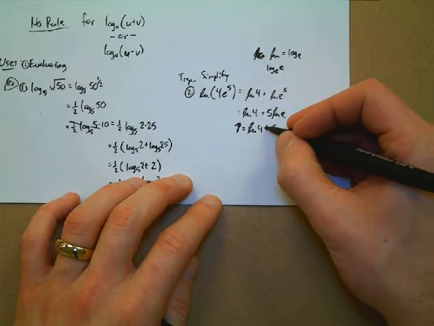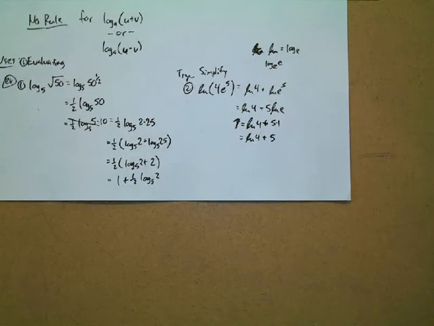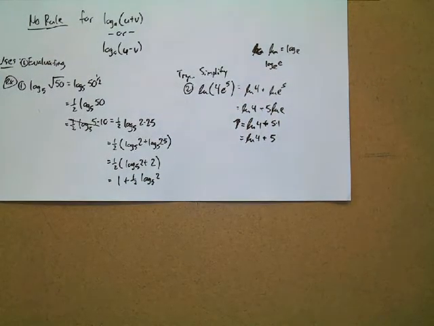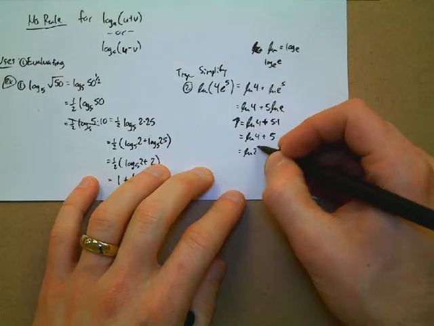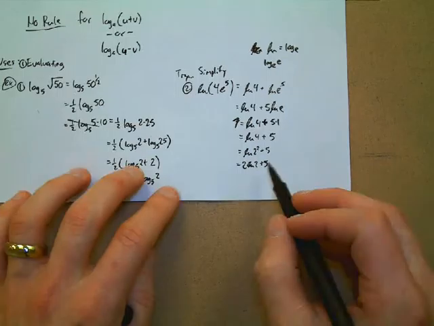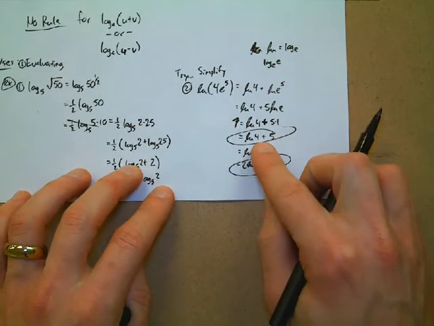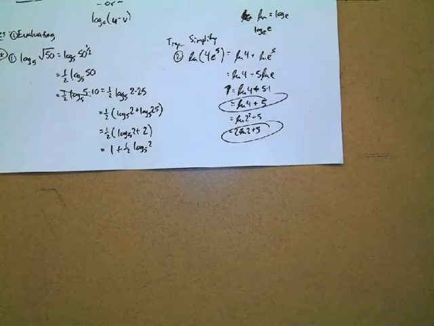Did anyone simplify any further than that? The only other thing I could potentially see you doing, whether it's helpful or not, is rewriting 4 as 2 squared and then pulling the 2 out front. I think that's debatable about whether that's any simpler. Natural log of 4 plus 5 is perfectly fine. Questions on any of that now that we can see the answer? Thank you, Brian.